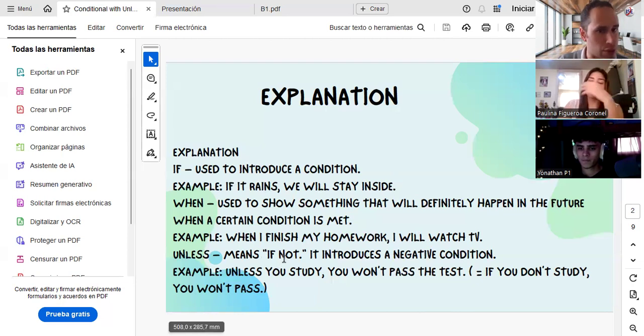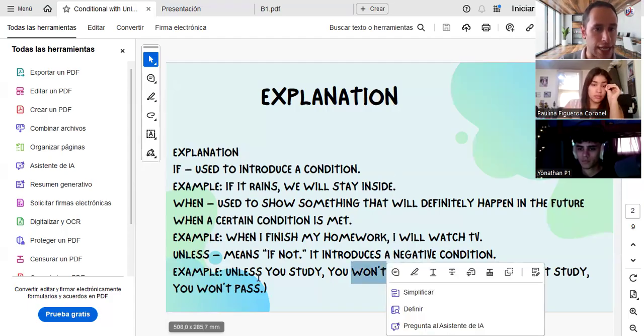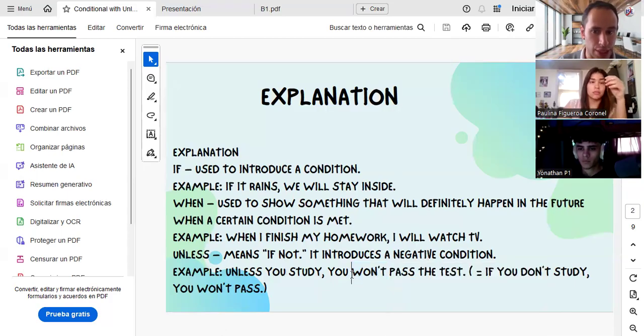Unless means if not, si no, a menos que. It introduces a negative condition, right? Unless you study, you won't pass the test, so check. This is negative. Unless, a menos que usted estudie, usted no pasará el examen. Unless you study, you won't pass the test. If you don't study, you won't pass the test, right? Both are correct or possible. So far, do you have any question? Okay, let's continue.